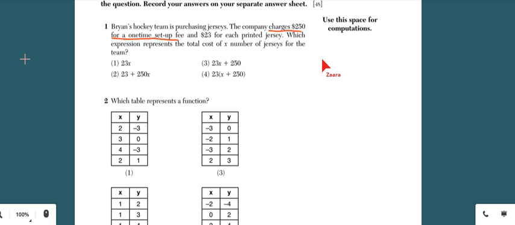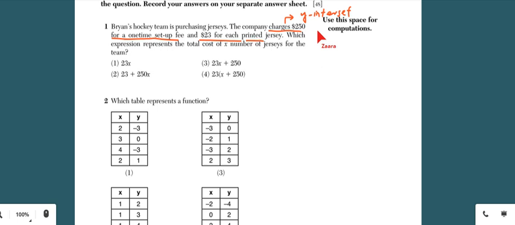Okay, so now you can see that 250 is the fixed cost, or a one-time cost, so we will consider it as our y-intercept. This is the fixed amount. We consider it as our y-intercept, and $23 for each printed jersey. So this is the variable cost.